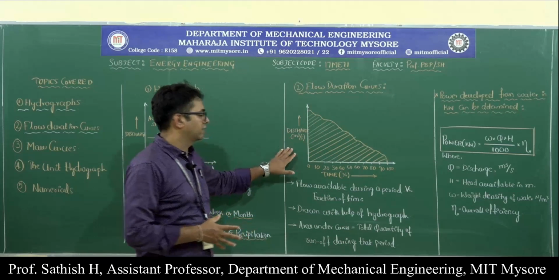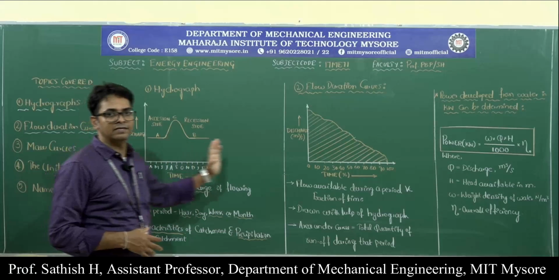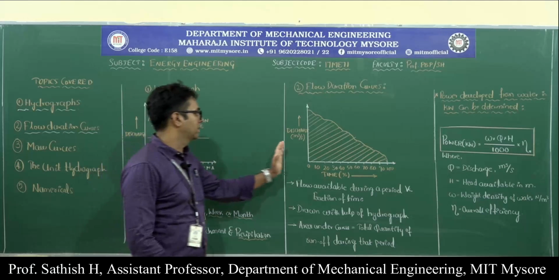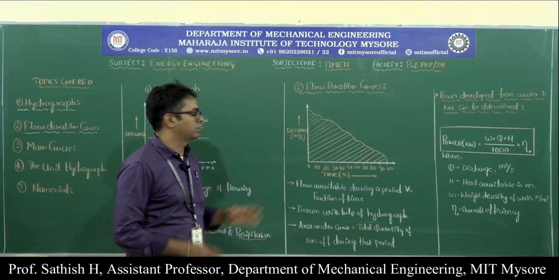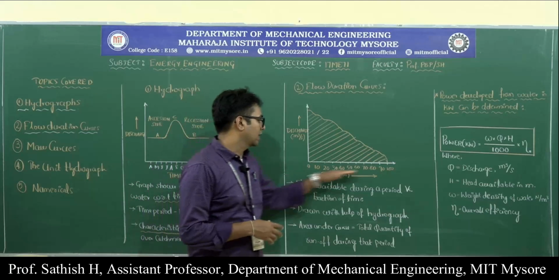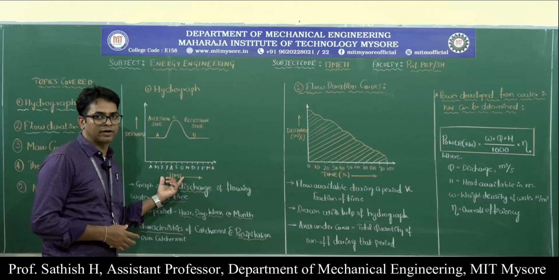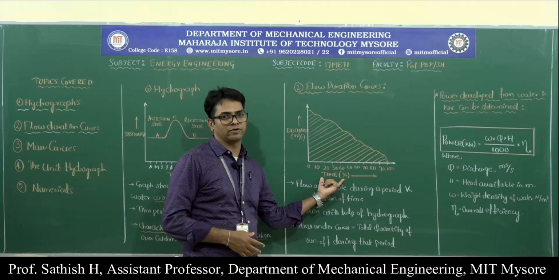This is also a graphical representation. We don't change the y-axis component here. The parameter on the y-axis in the hydrograph is the discharge, so we keep the same thing. The discharge is on the y-axis of this flow duration curve, whereas on the x-axis we have time. In the previous case also we had time, but here it is not only the time, it is a percentage of the time.